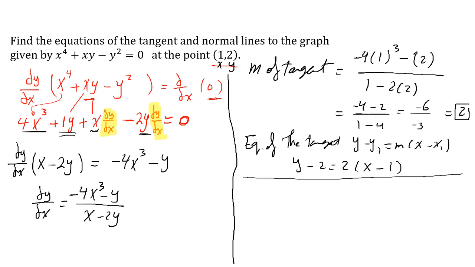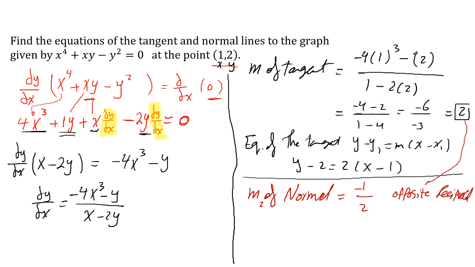This is the equation of the tangent. But the slope of the normal, we can call it m2, is equal to the opposite reciprocal of 2. So it's negative 1 over 2. Opposite means opposite in the sign. Reciprocal means we flip the fraction.